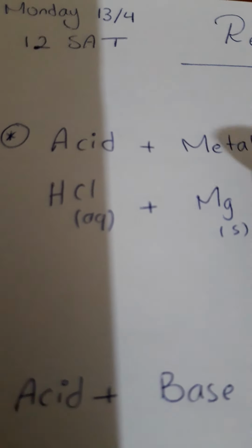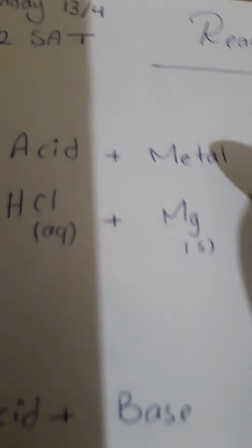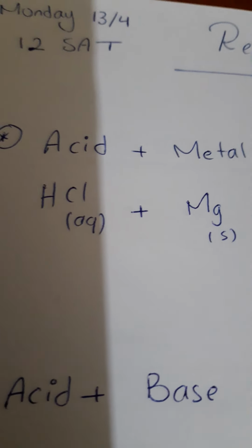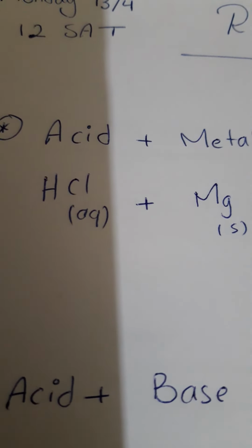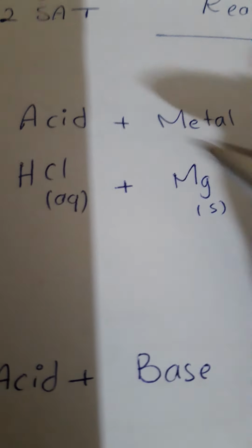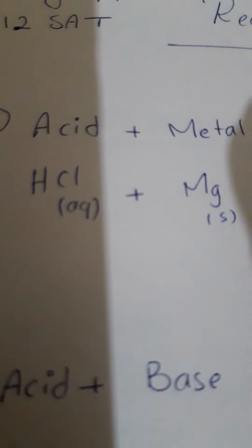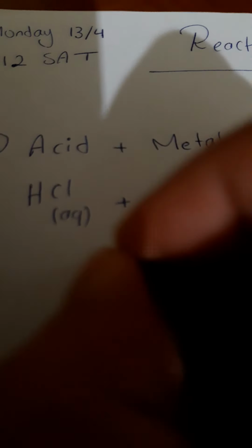Be careful, guys, we need a metal that is more reactive than hydrogen in the reactivity series. We need a metal like magnesium, calcium, group 1, group 2, even transition metals, but be careful, it should be more reactive than hydrogen to have the ability to displace hydrogen. So magnesium is going to displace hydrogen to have hydrogen gas on the right side.